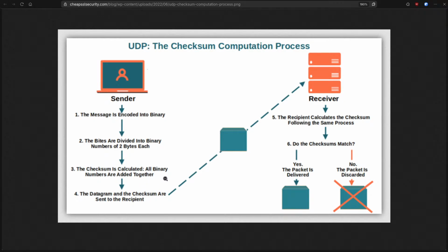There are different ways of calculating it, and then all the binary numbers are added together. Then the datagram and the checksum are sent to the recipient. This is a sender and the recipient might be a server. It calculates the checksum following the same process and checks whether they match. If they match, then I think you are a valid user on this network, and you can receive the information that I'm going to send you. That kind of thing is going on in this protocol. It's also a protocol.